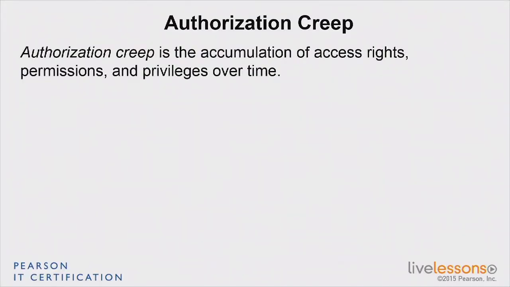Authorization creep is the accumulation of access rights, permissions, and privileges over time. This often happens with employees who change roles, who perhaps are covering other roles, or have a long tenure. And so over time, as they've moved around, they've been given additional rights, additional privileges, or additional permissions. One of the reasons that we audit on a regular basis is to ensure that the rights and privileges and permissions that are assigned to any subject are appropriate for their role at that time.